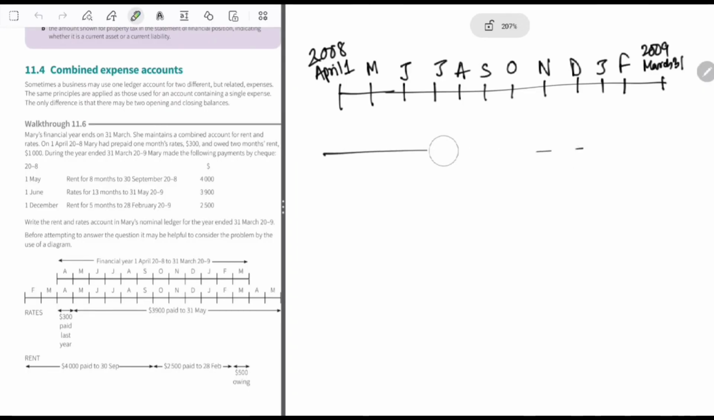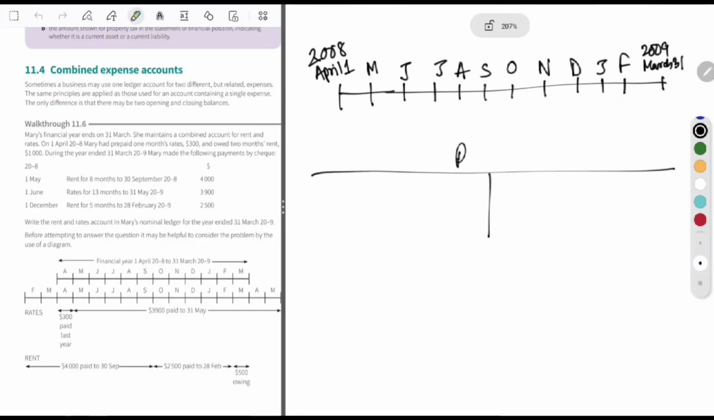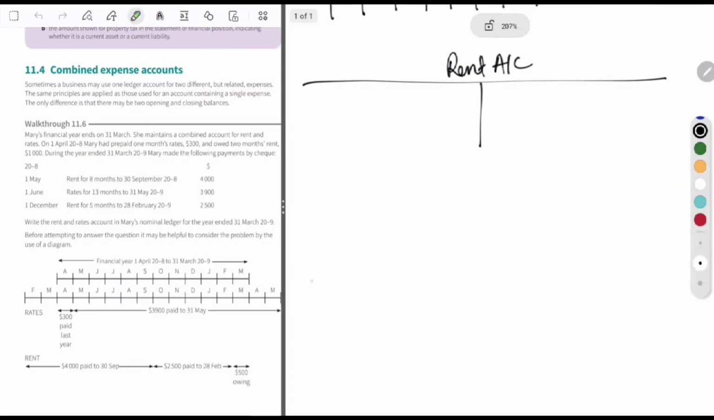All right, let's see next. Suppose there had been two accounts, one for rent and another for rates. This is our rent account, and this is our rates account. Had they been maintained separately, how would we write them? This is our rates account. On 1st April 2008, Mary had prepaid 1 month's rates. Here we are talking about rates prepaid. So you know the rule, opening prepaid and owing, closing ones. So this is our opening.